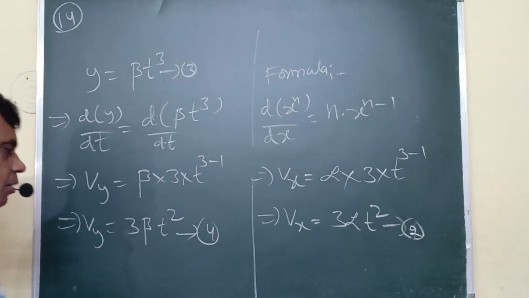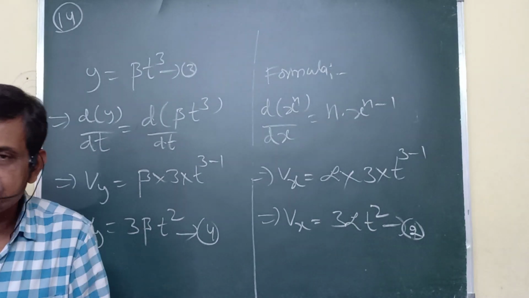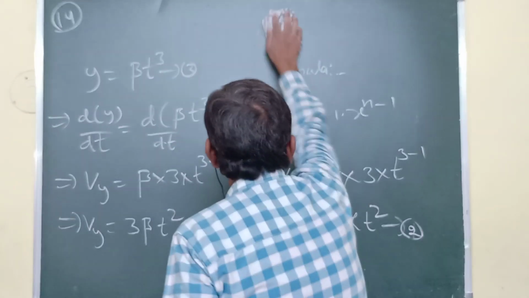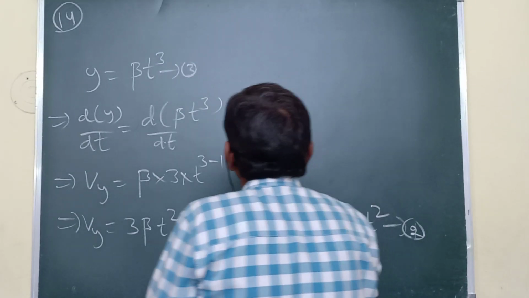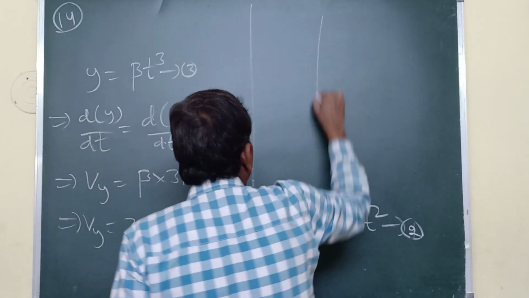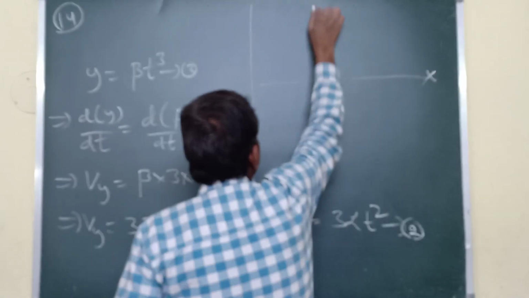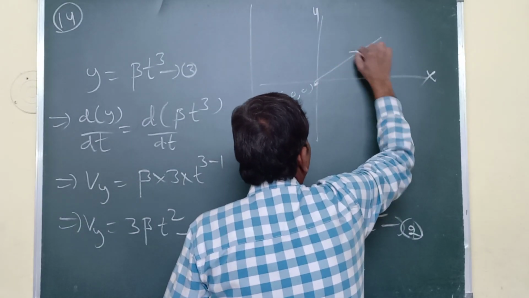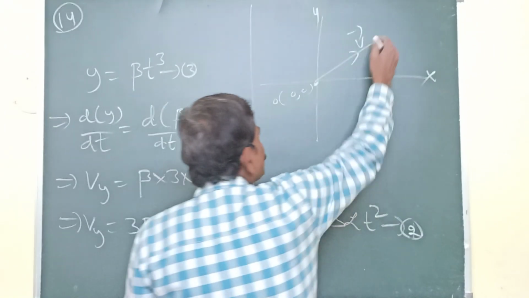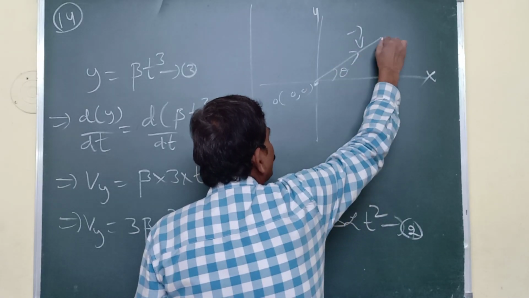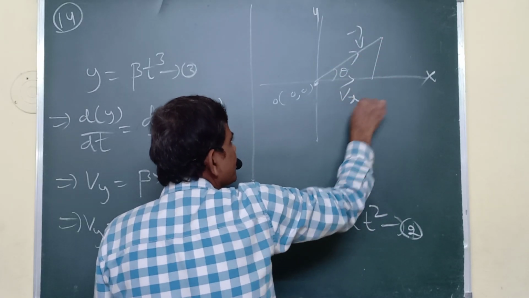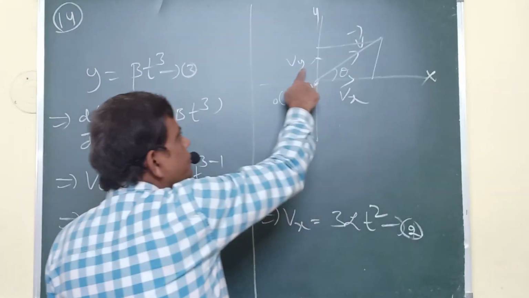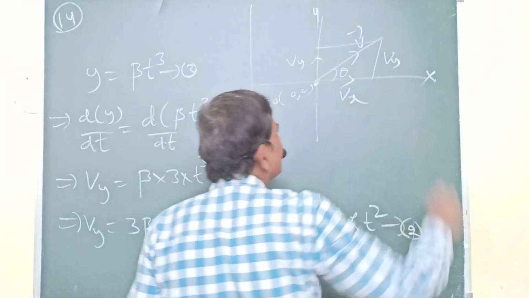I know the x component, I know the y component. Now I am finding the resultant velocity. For that you learn the vector concept. For example, this is the x-axis, this is the y-axis, and this is my origin. Here I am taking one velocity vector. It is making theta angle, and it is resolving into two components, one is Vx and another is Vy.